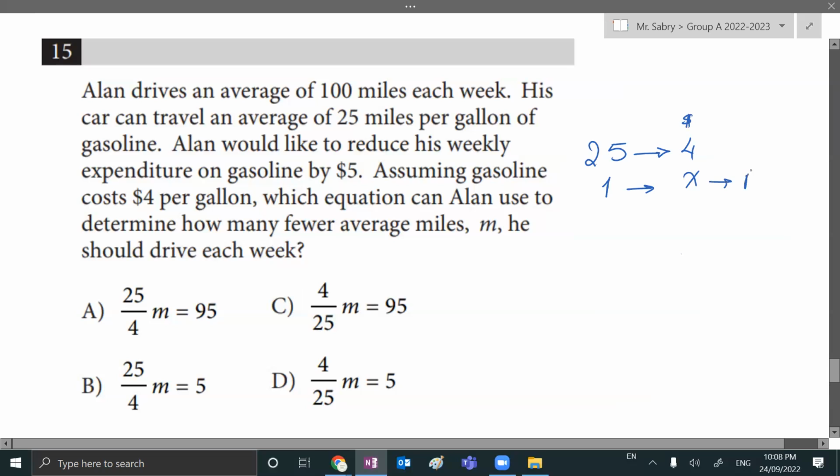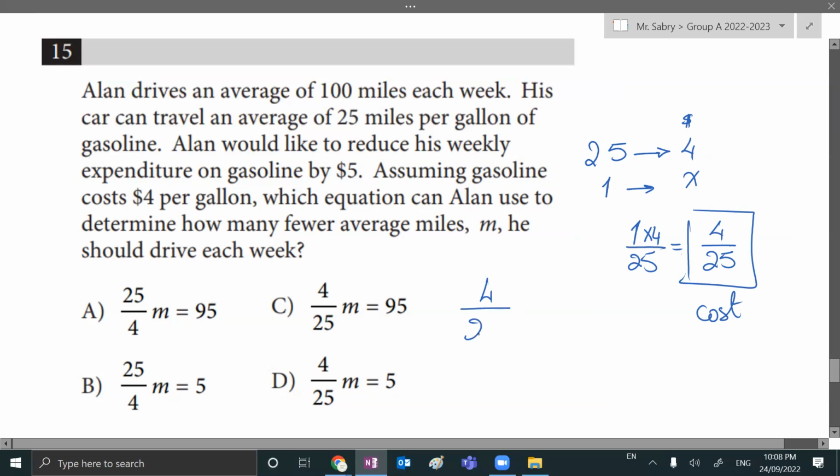That's the cost of 1 mile only, which is 1 times 4 divided by 25. So the cost of 1 mile is 4 over 25. Now I need to save m miles, so I'll multiply the cost of 1 mile times the amount that I've saved. I need this to give me a total of $5 saved. And that's how D must be the correct answer.